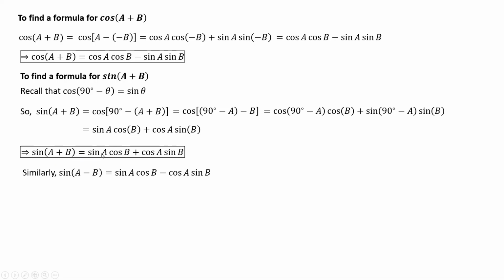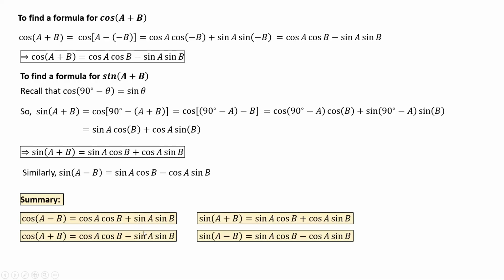And you do that, sine A cosine of negative B plus cosine A sine of negative B, and that gives you this formula. All right. And so let me summarize all of this. You must memorize these four formulas.